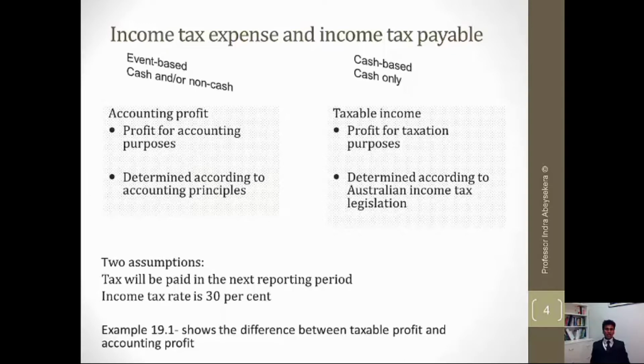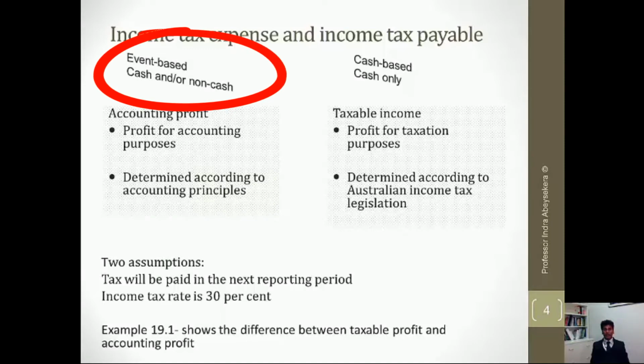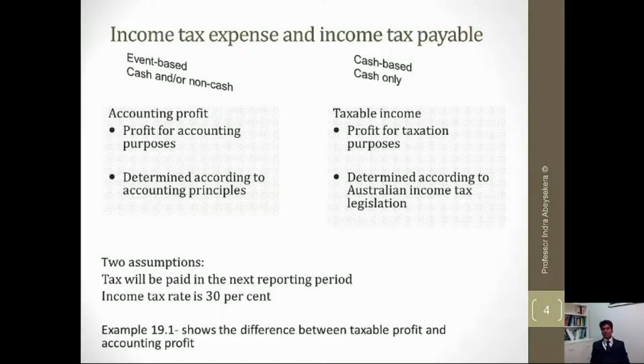accounting principles are based on events and transactions. They include cash transactions and non-cash transactions, which we call accruals. But the taxation, for our purposes, is based on cash transactions only. Cash must be received or be paid. So that's one of the key differences in these two principles and rules.